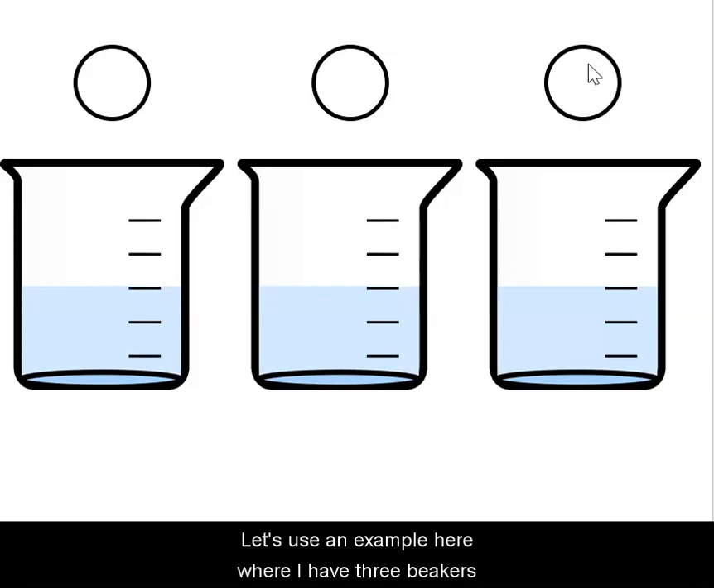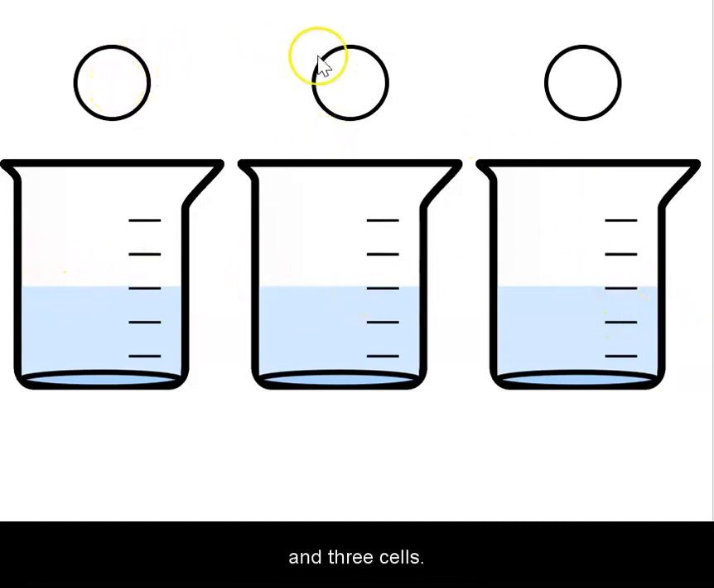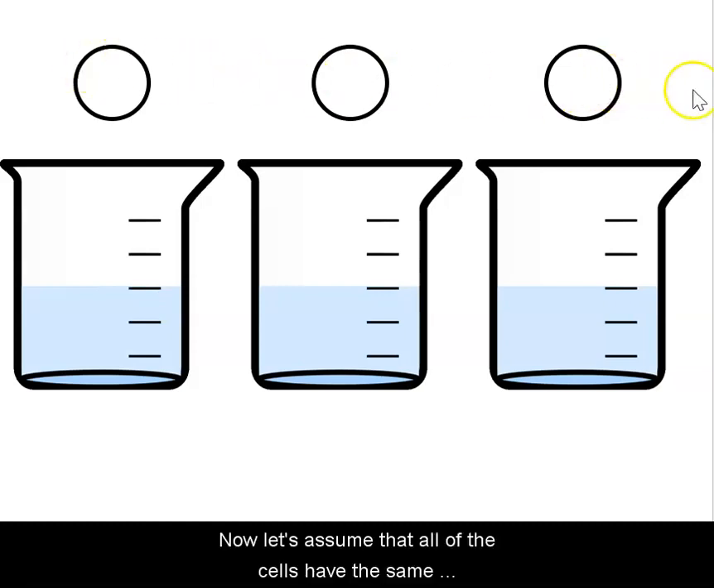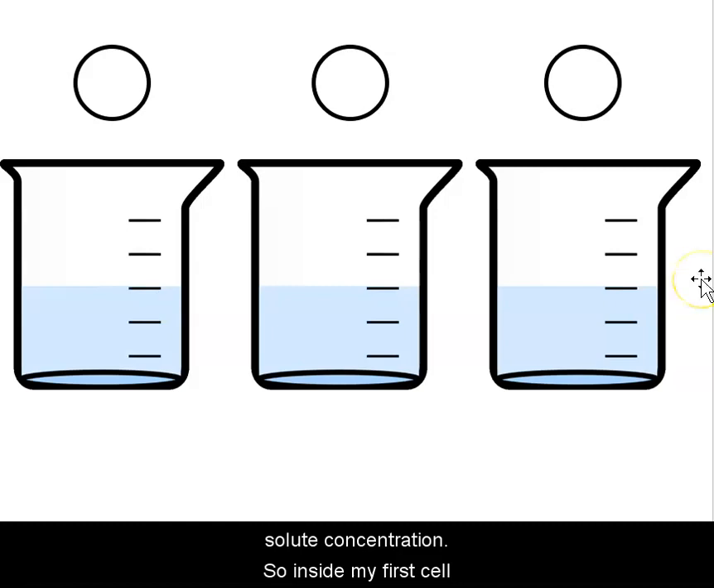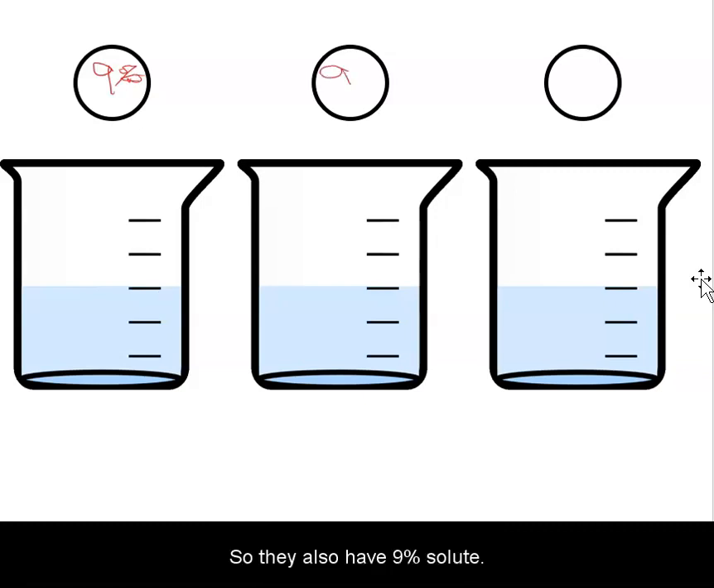So let's use an example here where I have 3 beakers and 3 cells. Now let's assume that all of the cells have the same solute concentration. So inside my first cell, I have a 9% solute concentration. And let's assume that the rest of my cells are the same. So they also have 9% solute.